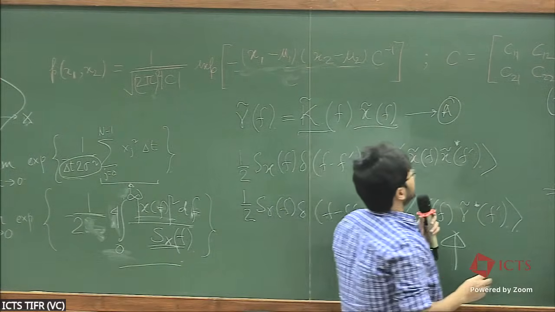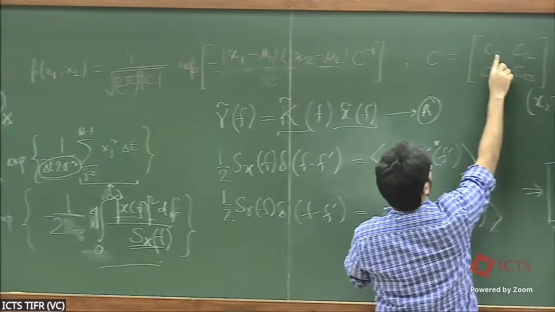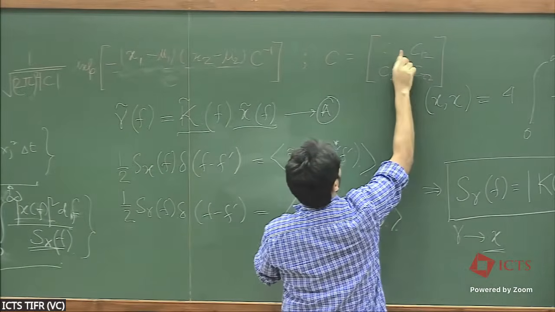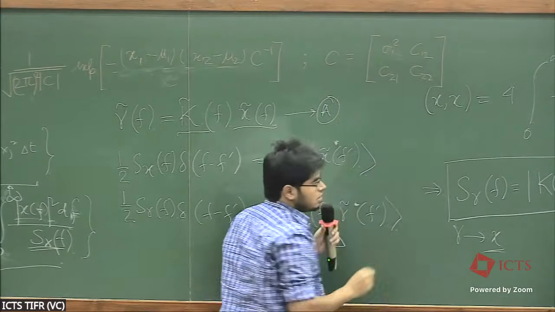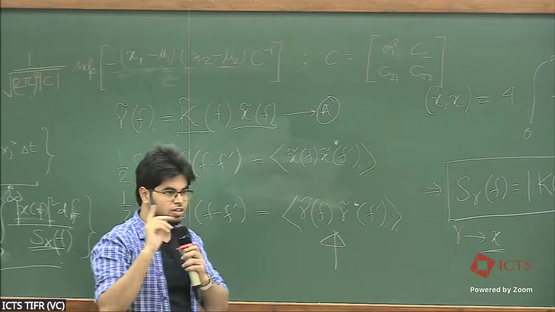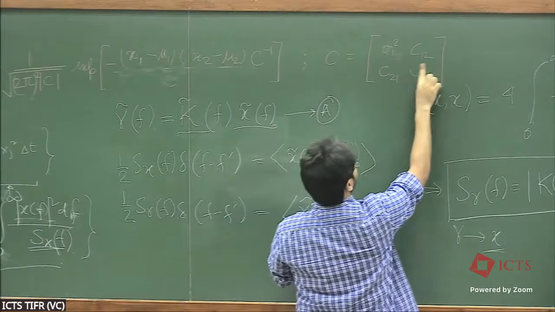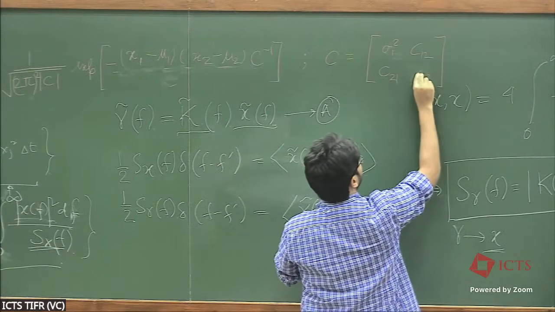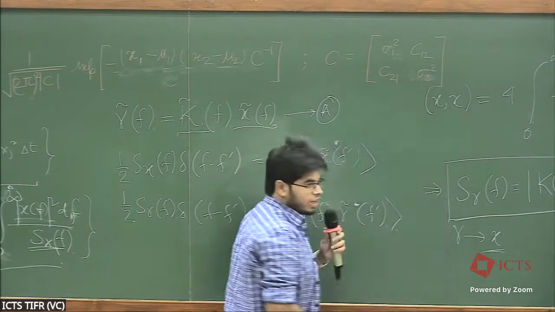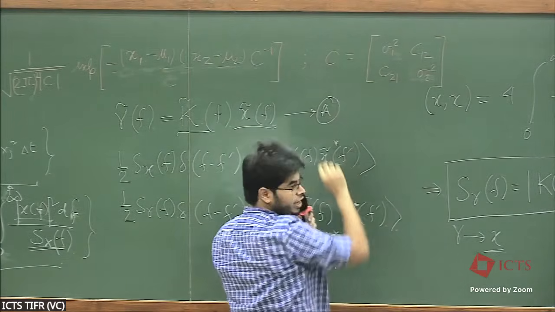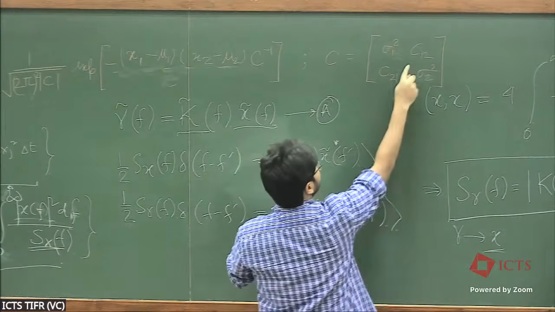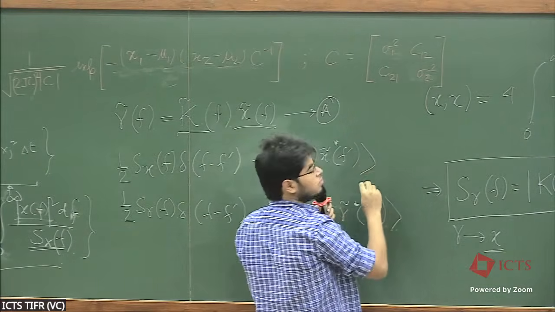It turns out that C11 is nothing but the variance of the first variable. It turns out that C22 is nothing but the variance of the second variable. This C12, it turns out that this matrix is symmetric. So this C12 is equal to C21.